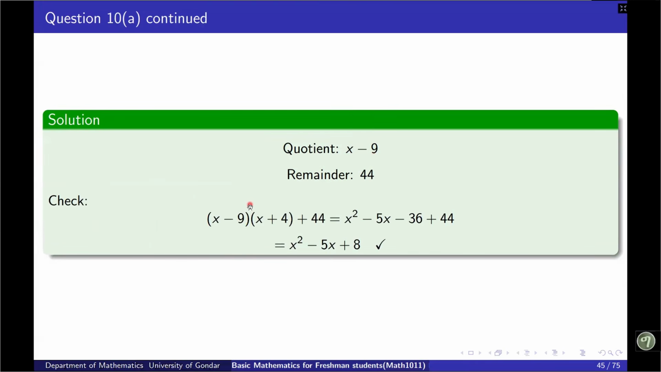If we check this using the polynomial division algorithm, we have the quotient, this is the denominator, and this one is the remainder. When we multiply the quotient and denominator, we have x squared minus 5x minus 36. If we add the remainder, we have x squared minus 5x plus 8, which is the given function.